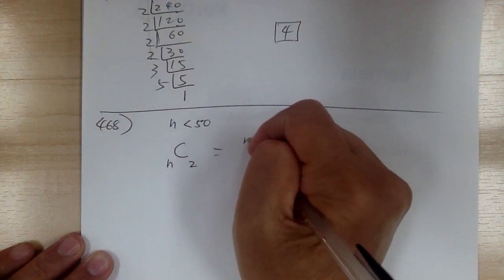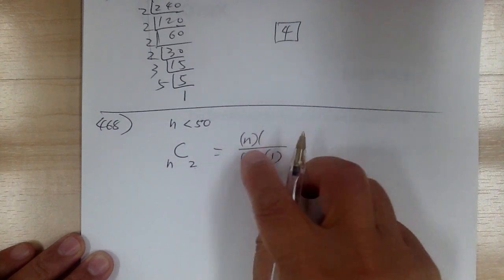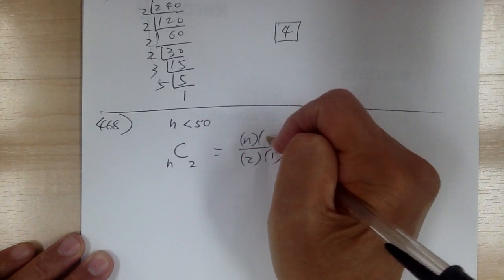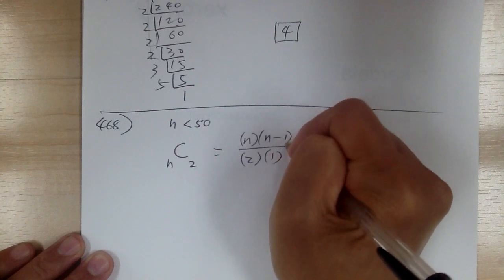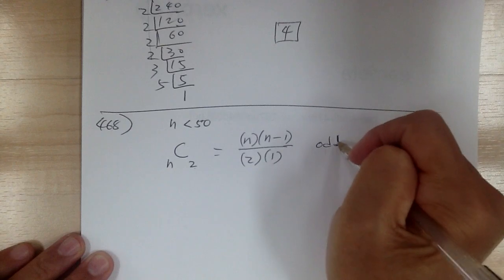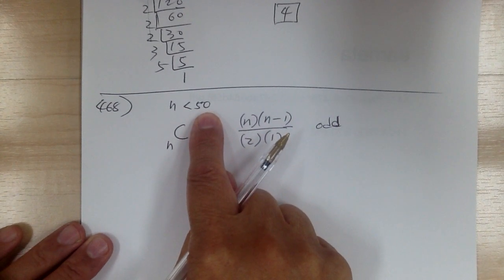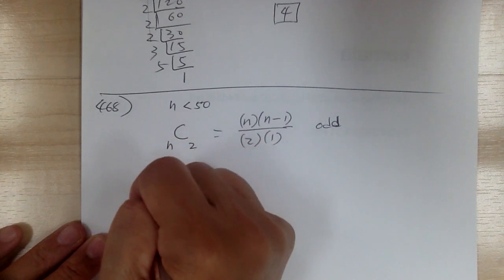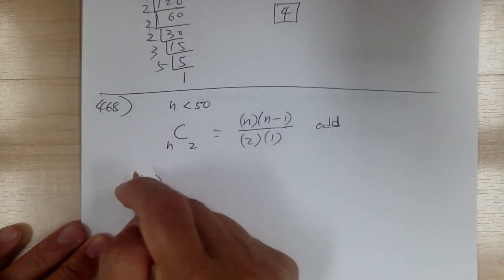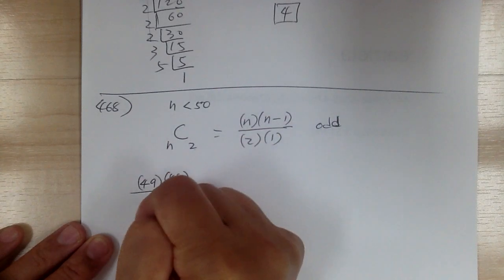So this would be equal to n, and this is 2, so it would be 2 factorial, so 2 and 1. Therefore, there would be 2 numbers up here, and so it would be n minus 1. And this is odd. Since n had to be less than 50, the biggest number n would be 49. So let's try 49.